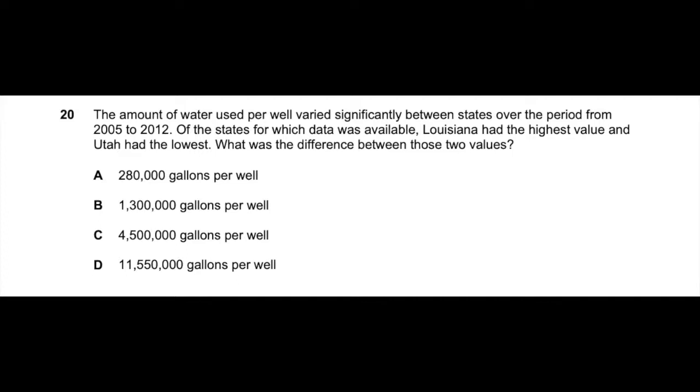Utah: total number of wells drilled between 2005 and 2012 is 1,336 plus 765, which equals 2,101. Total water used, 590 million gallons. Water used per well: 590 million gallons divided by 2,101 equals 0.28 million gallons per well. Difference between the two states: 4.87 minus 0.28 equals 4.59 million gallons per well. Therefore, option C is correct.